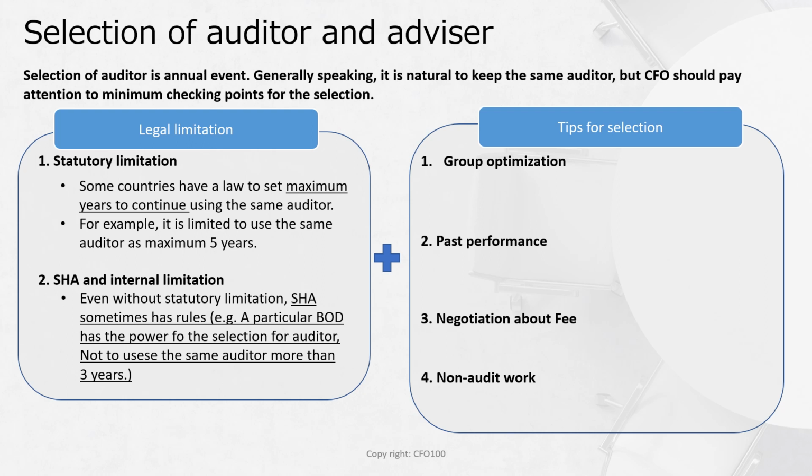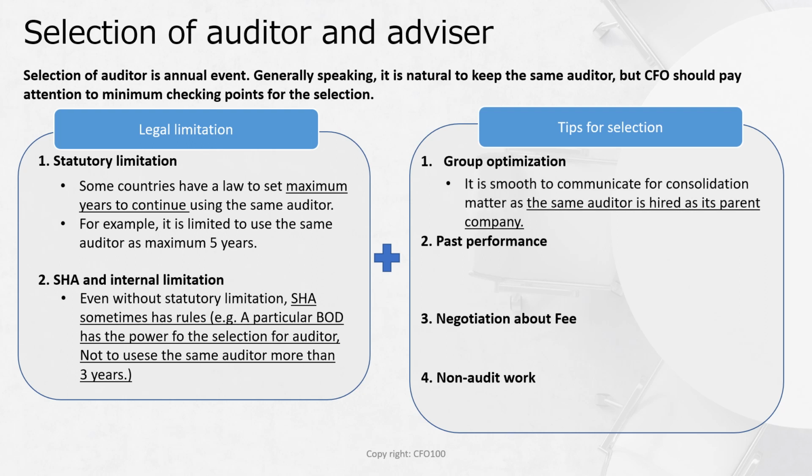Group optimization means hiring the same auditor or audit firm as the parent company. In the consolidation process, the same audit firm makes the process much smoother, and it can reduce unnecessary burdens and communications.